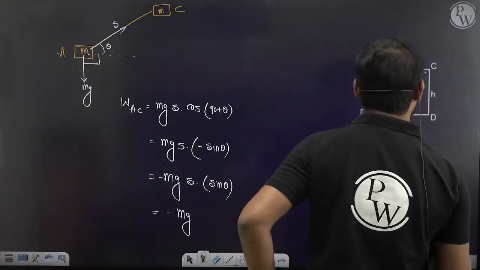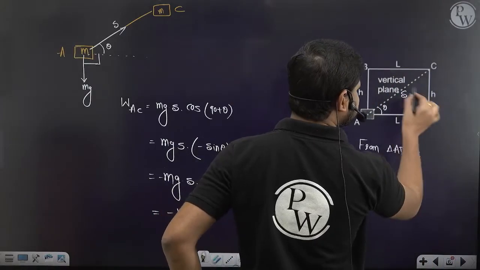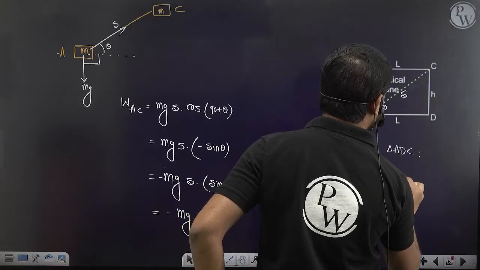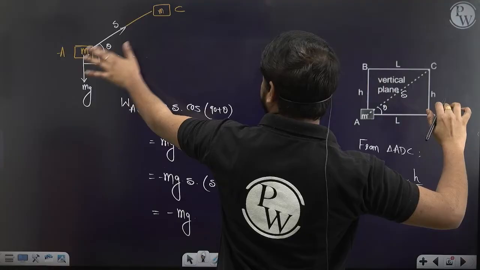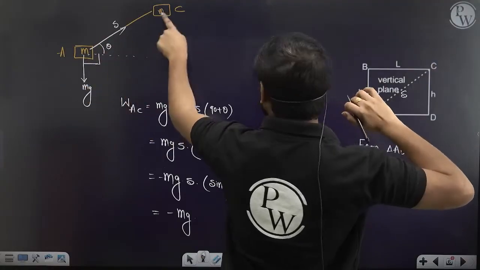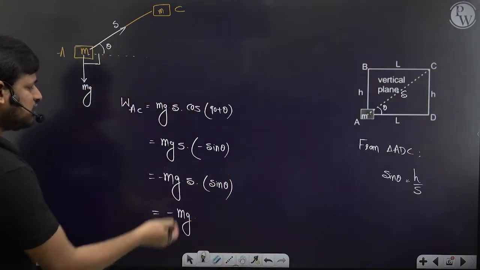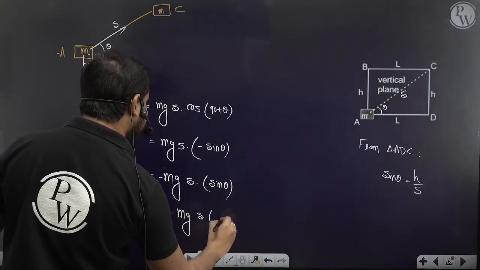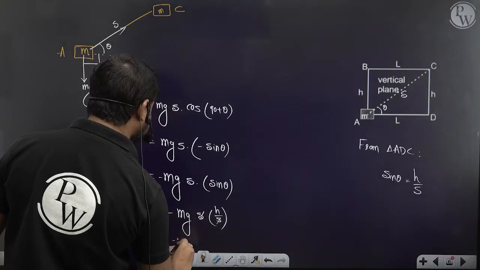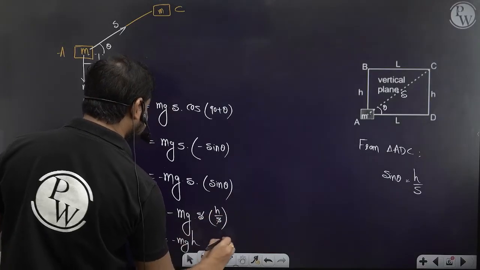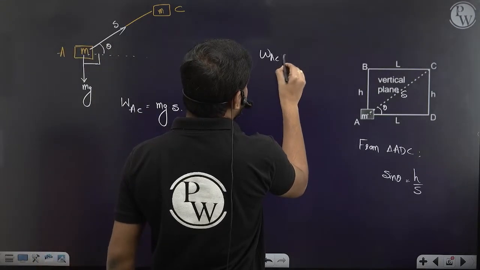Sorry, my bad. So sin theta is equal to opposite by hypotenuse. So sin theta is equal to h by s, right? This distance, from here to here, A to C, we considered as s. So that's why opposite by hypotenuse, h by s. So now in place of sin theta, I am substituting h by s. So s gets cancelled. So this is going to be minus mgh. So the work done along AC is also minus mgh.